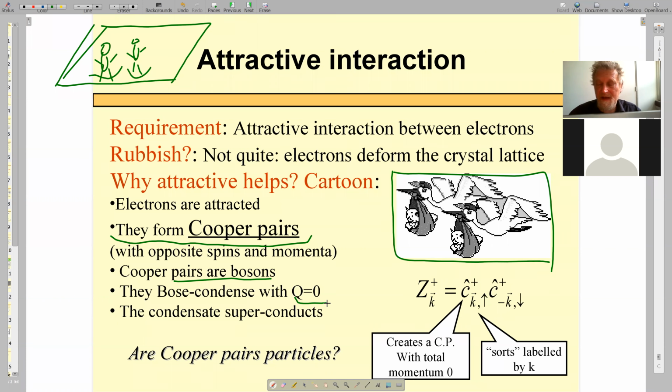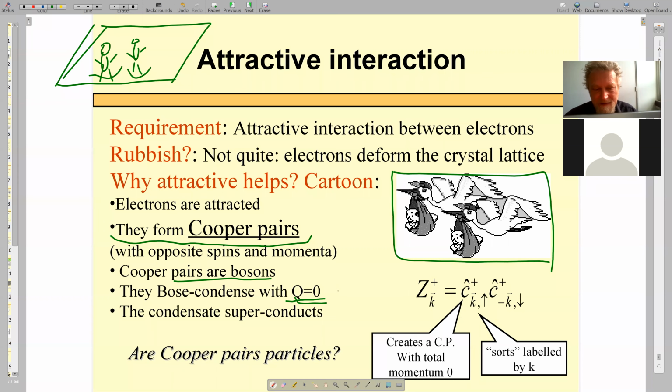Actually, the cartoon tells that there are bosons and they form a boson condensate. So there are plenty of these Cooper pairs which go to a certain quantum state at Q equals 0. There are macroscopically many Cooper pairs in this state.